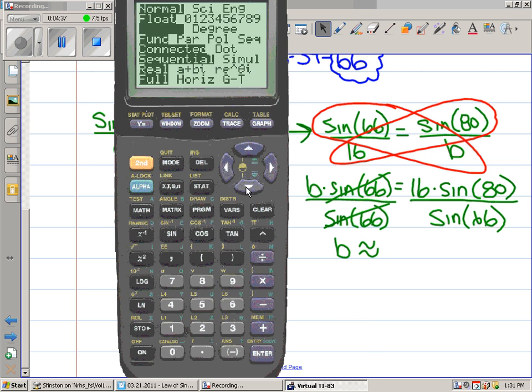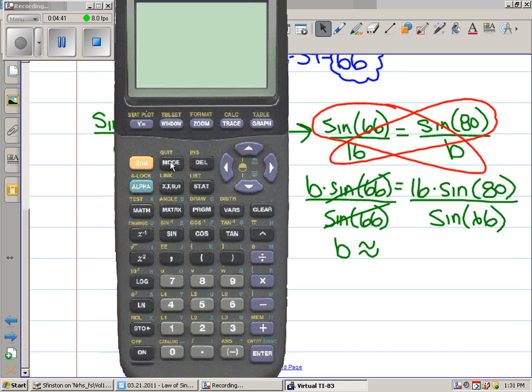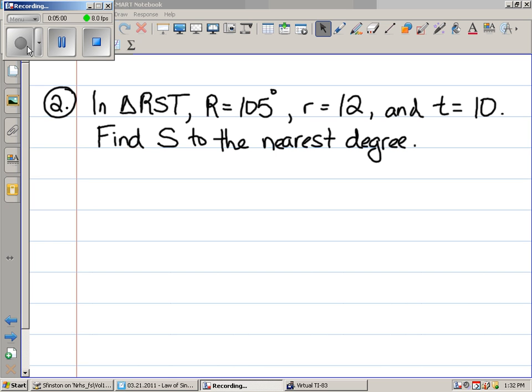When you use your calculator, you've got to make sure the mode is in degree mode. If it's still in radian mode, you're going to get the wrong answer. Just type the top in first, hit enter, and divide it by the bottom. And the answer should be 17.2.